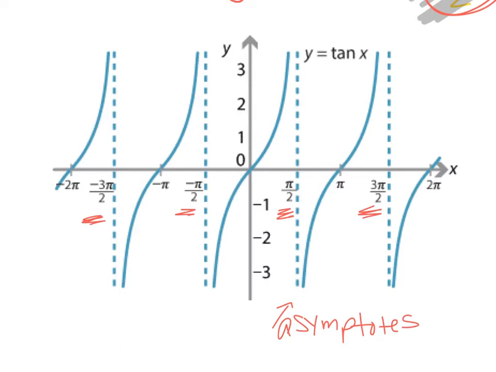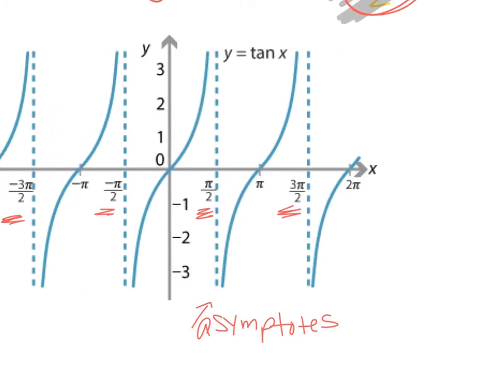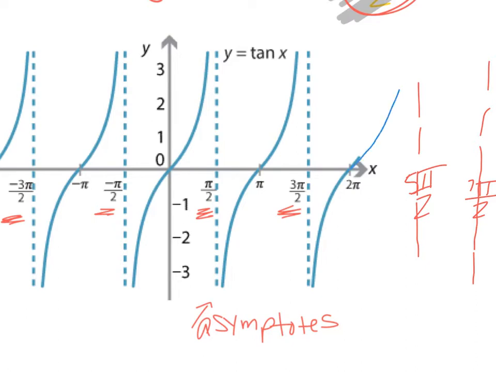And if you can visualize this, the next one would happen at 5 pi over 2. And then after that, it would happen at 7 pi over 2. So it's going to continue the pattern, and it's also going to continue this shape. So if you continued it, there would be something here, and then it would continue the same shape here, and so on and so forth.